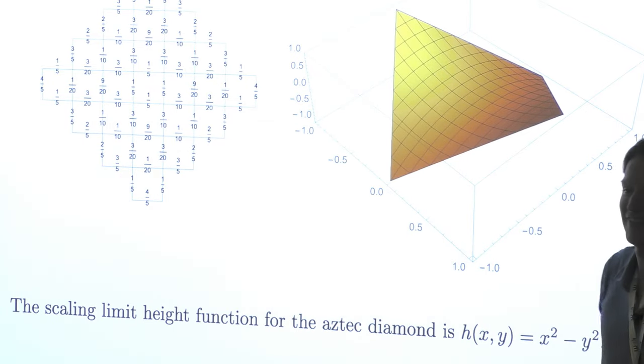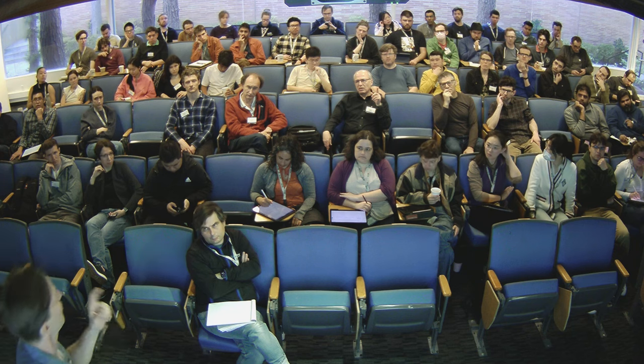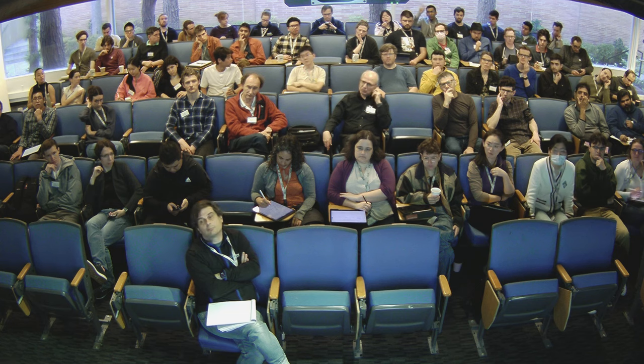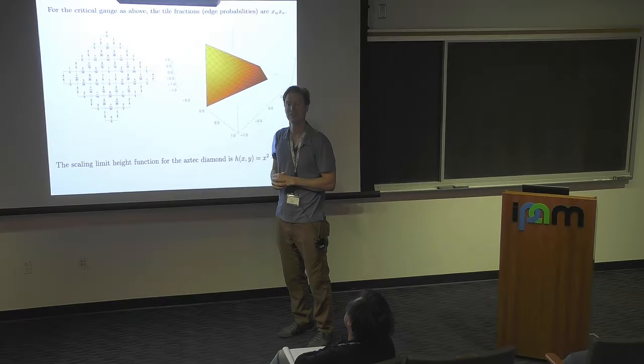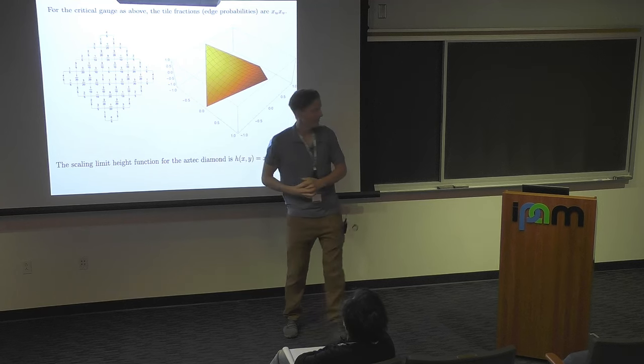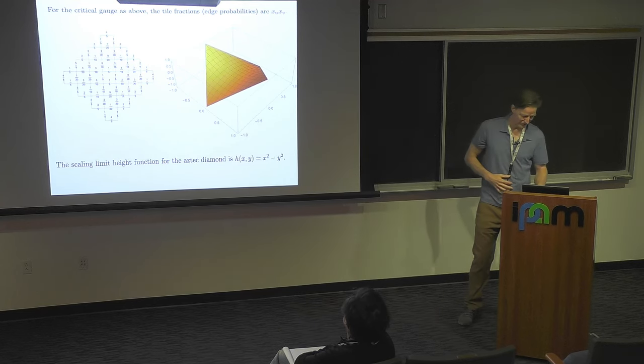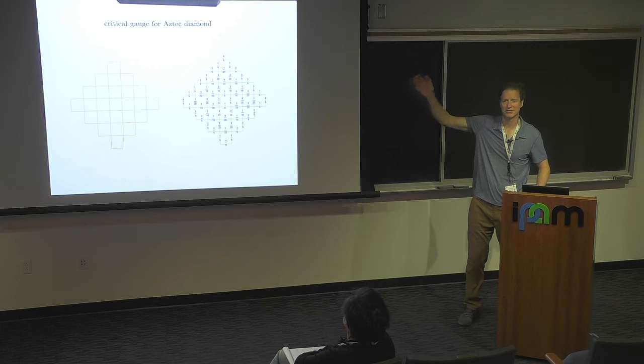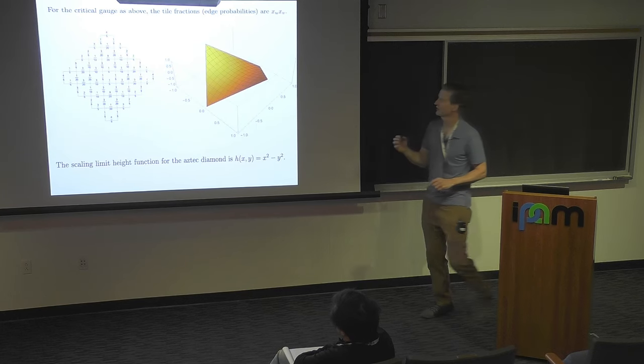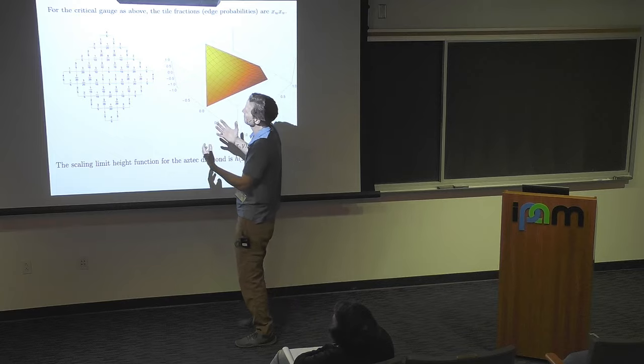Don't you also have to fix the alphas? Yeah, here all the alphas are constant. Yes, Sanjay. A recursive way to compute these numbers as you grow the Aztec diamond? Yes. These numbers are just ratios of binomial coefficients. You'll see these ones here. It's not hard to compute those numbers.